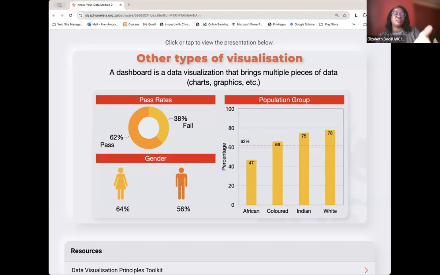So in this instance, my visualization is all over, but this is just an example of a dashboard where we have different parts that tell you the same story on one view, where you are able to see the pass rate. And if I want to disaggregate the pass rate by gender, I'm able to see the females and males. And in terms of females and males, I used a pictorial. The first one is a pie chart. The second one is a pictorial. And then the bar chart, which looks at the population group.